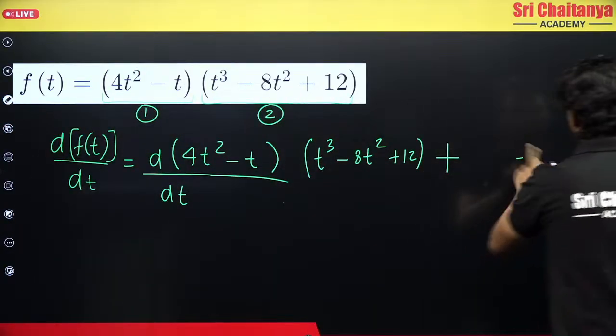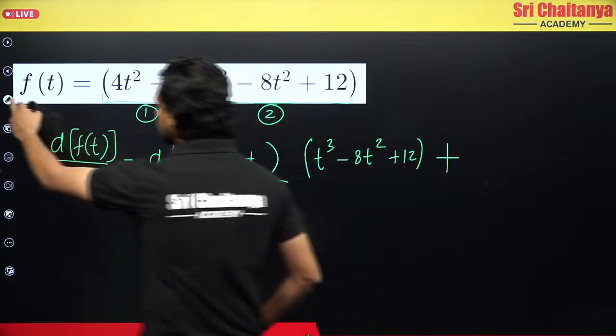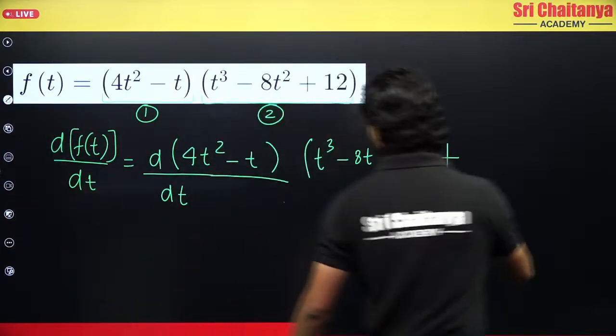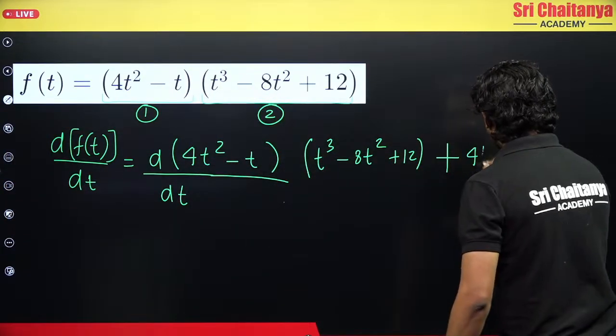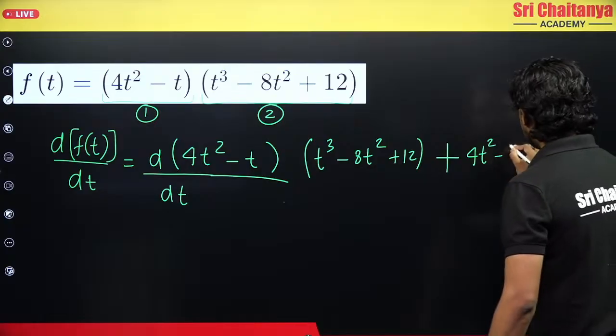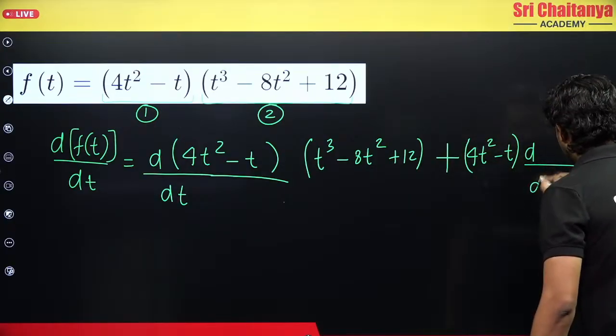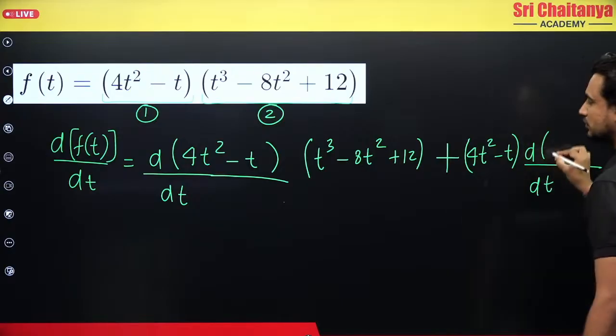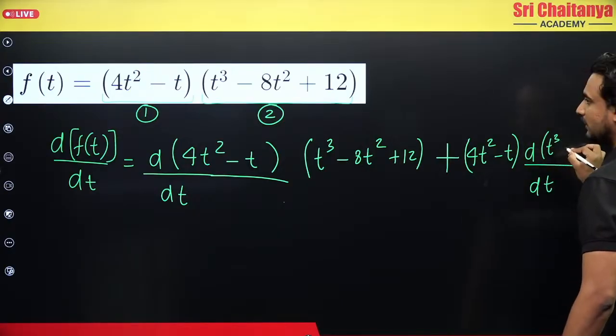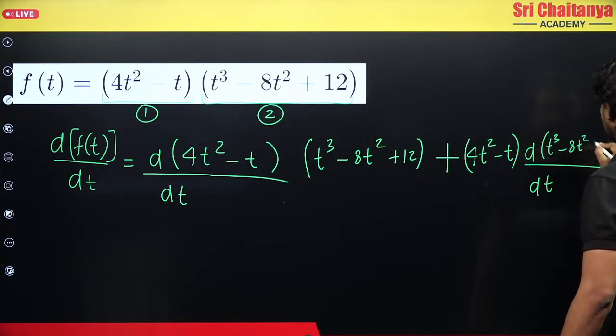I want to keep my first function as it is, no? So I will keep my first function as it is, and that is 4t square minus t. And I will differentiate my second function, and what is my second function? T cube minus 8t square plus 12.